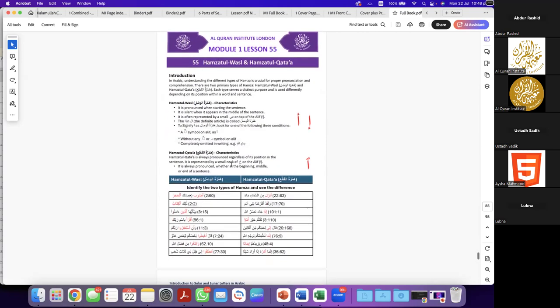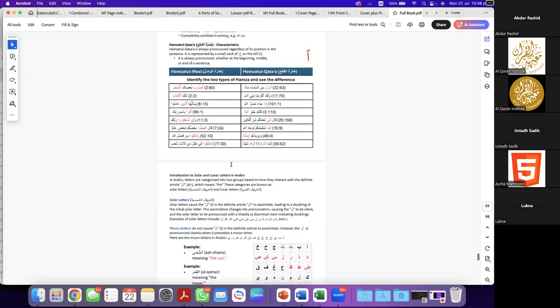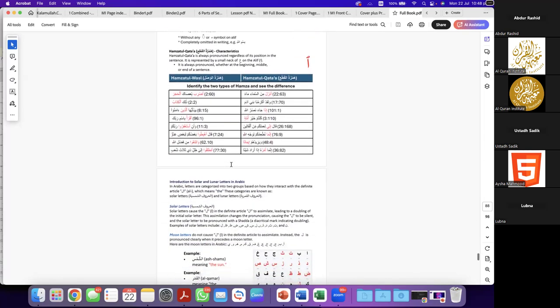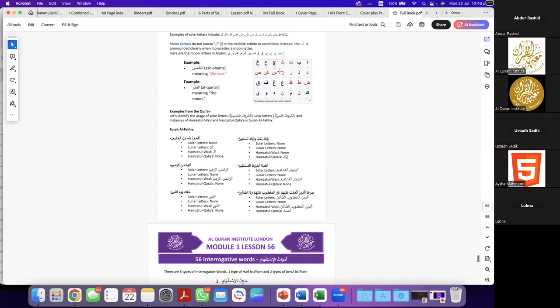Hamzatul Qat and Hamzatul Wasl, it is exactly the same, but it has been made better. Concise, to the point, and much clearer. Sun and moon letters were not explained properly. This is Arabic Quranic, not actually our part of the course, but we do know that if they don't know it properly, it's a problem. So we included this chapter and it is very, very nicely explained here. These are normally taught by Tajweed teachers, but alhamdulillah, we have included it here.